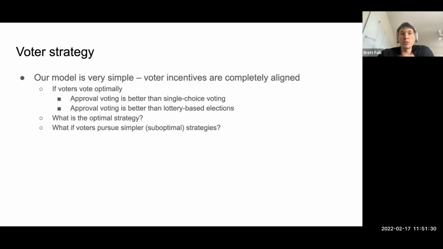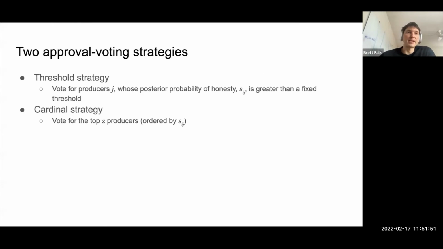So we know that if all voters acted optimally in approval voting, they do better than single choice voting, they do better than lotteries, because our model is simple. But it's not clear if they pursue a suboptimal strategy, right? They may actually do worse than single vote voting, or they could even potentially do worse than lottery-based elections. So let's see what happens.